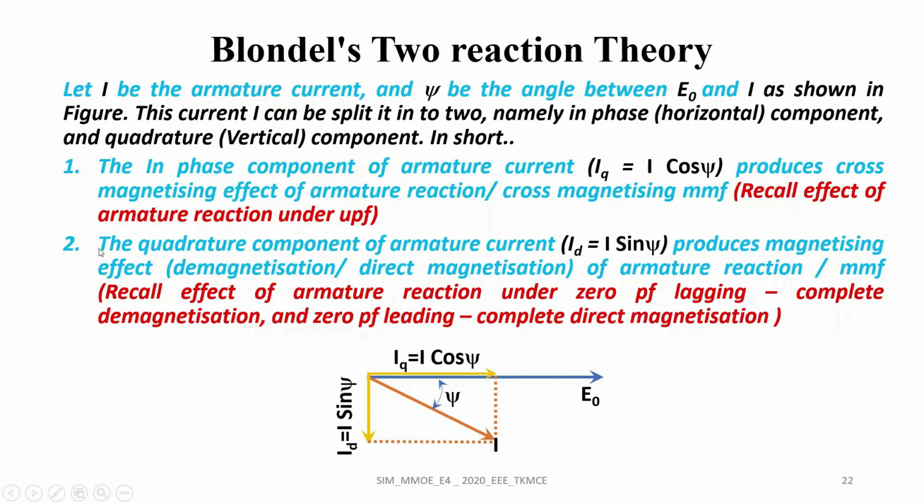Then the second component, the quadrature component of armature current, which is in quadrature with E0 and which is in phase with the direct axis, that is ID equal to I sin psi, produces the magnetizing effect. It may be either demagnetization if the current is lagging E0, or direct magnetization if the current is leading E0. Under zero power factor lagging condition, the effect of armature reaction is complete demagnetization. Armature reaction effect is direct magnetization under zero power factor leading case.